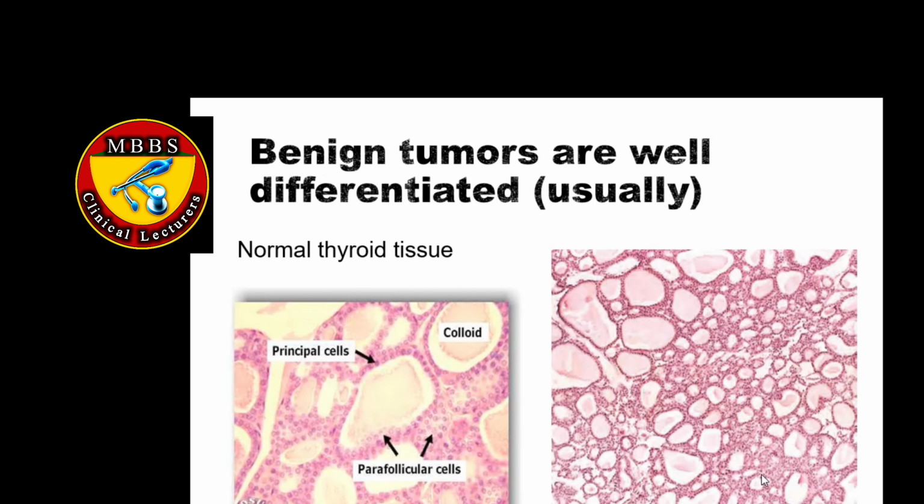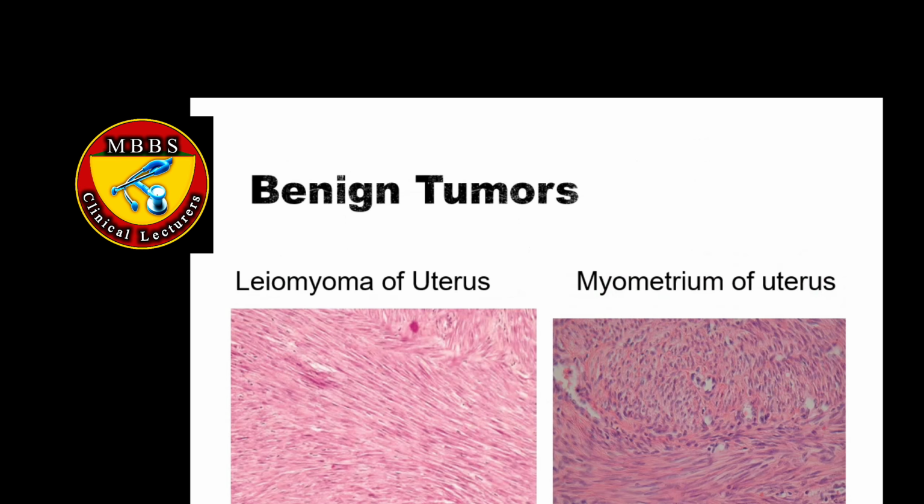So benign tumors are usually well differentiated. This is a normal thyroid tissue, and this is a thyroid adenoma. In thyroid adenoma, the cells and the follicles exactly resemble those of the normal thyroid tissue. So we call it a benign tumor, or benign adenoma of the thyroid.